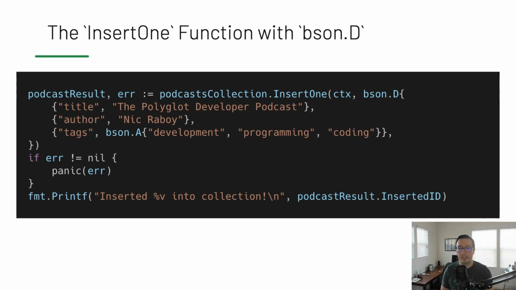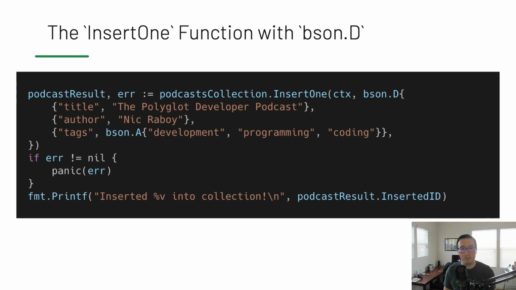We'd provide a context with that timeout, so that way if it takes too long, we could stop it. And we would say bson.d in this example, and we would pass in that data that we just saw. If it errored for any reason, we would panic. Otherwise, in this case, what we're doing is we're saying, you know what, print out the ID of the document that was just inserted. And in this case, the ID is going to be an object ID, so a hash value. So it's going to return and print out that hash.